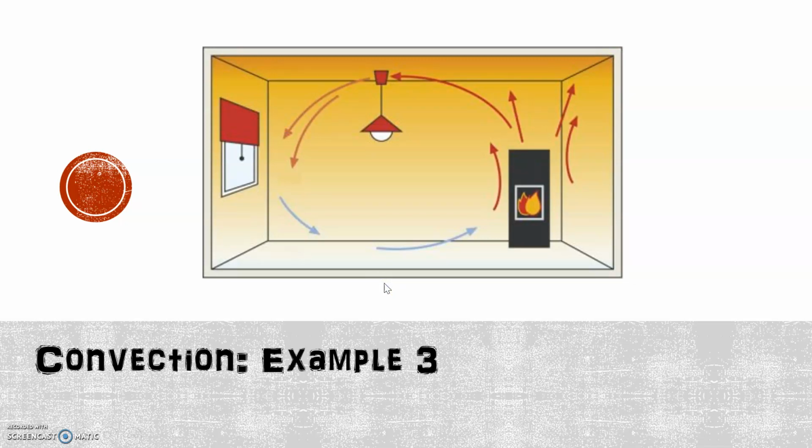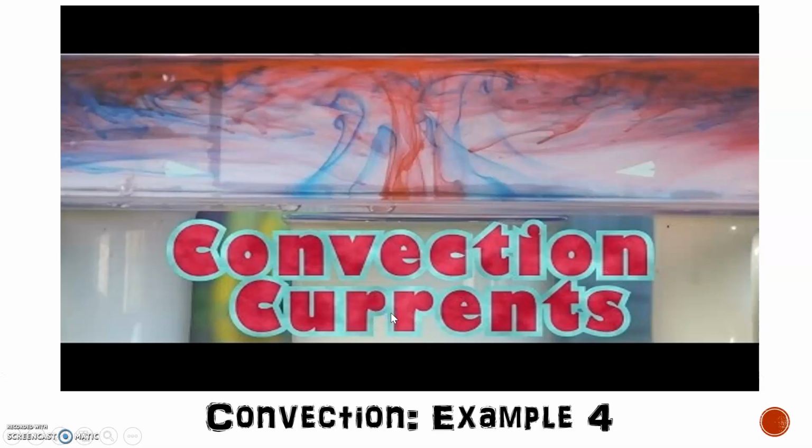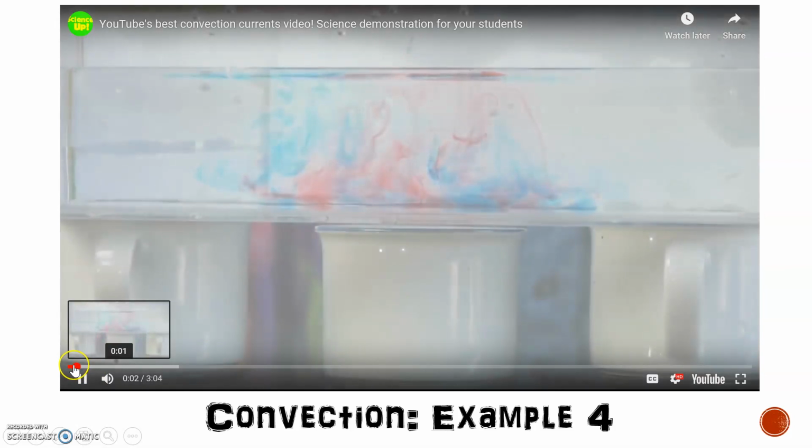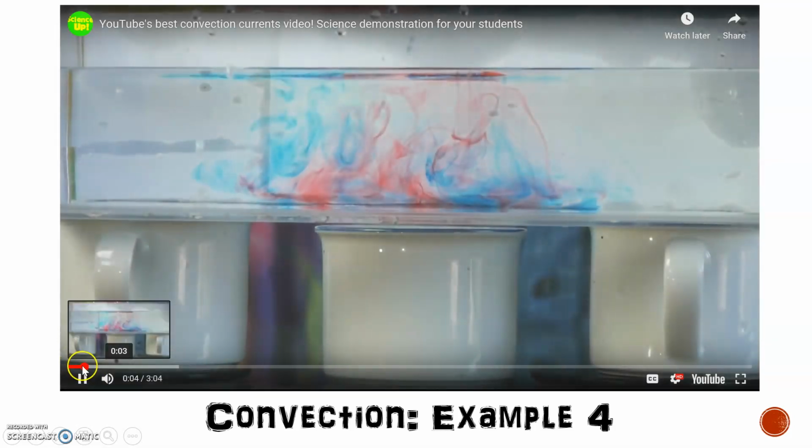Convection currents can also explain why the air is hotter at the top of the room, as you see here, and cooler at the bottom. And finally, convection currents can also explain why water is warm at the top of the ocean but gets colder as you swim deeper. I have a pretty cool video clip that lets you see convection currents on a smaller scale here. So if I hit play, get ready for one of the most hypnotic things.